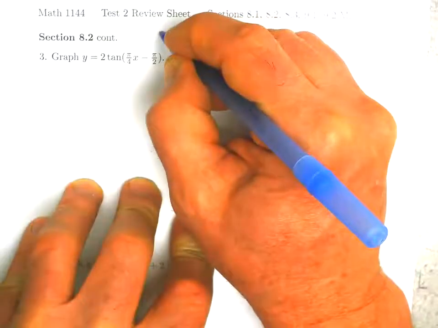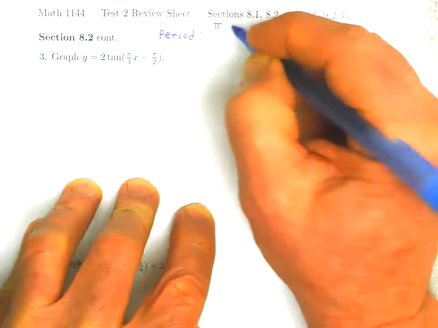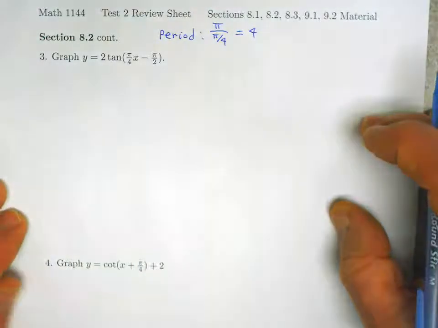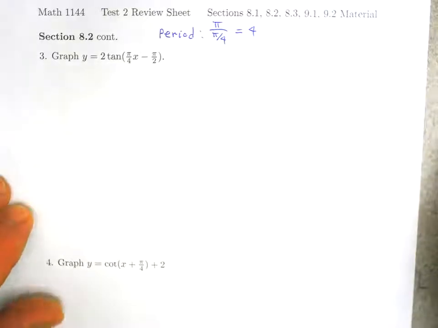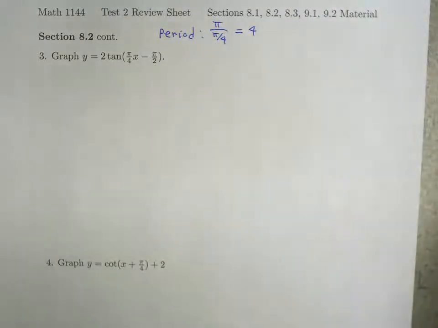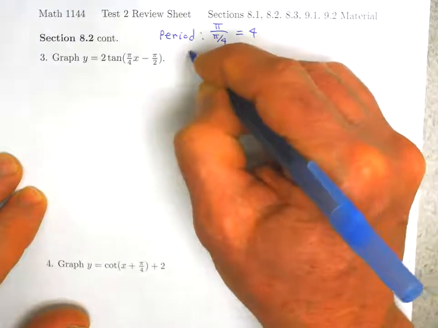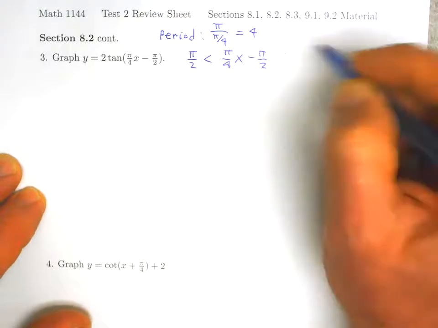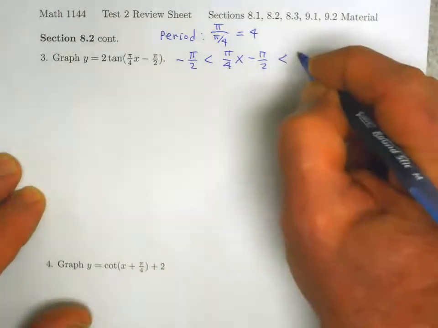Okay, so the period for a tangent function, we divide pi by the leading coefficient. So pi divided by pi over 4 is 4. Okay, remember that just for y equals tangent of x, the common period is between negative pi over 2 and pi over 2. So for this tangent function, we say negative pi over 2 is less than this argument, pi over 4x minus pi over 2, which is less than positive pi over 2.